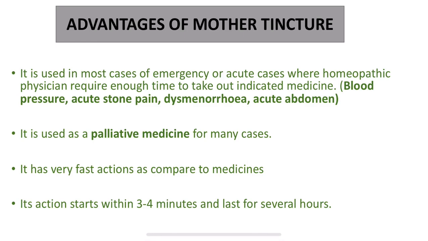It is used as a palliative medicine for many cases. So guys, when do we use palliatives? Palliative is nothing but removing the most annoying symptoms that the patient is suffering. Like in borderline cases or incurable cases where the pathology has advanced to such a level that you cannot regain the health, like the cure is not possible, so you have to do it as a palliative. Then you make use of this mother tincture. It has very fast action as compared to the other medicines. Its action will start within 3 to 4 minutes and the action is going to last for several hours.